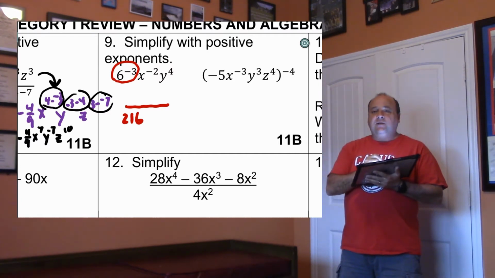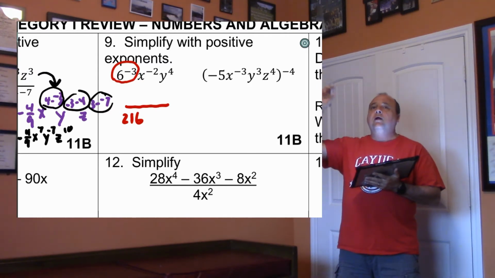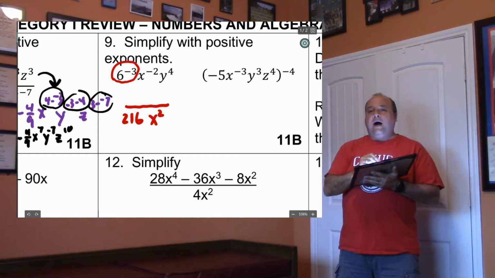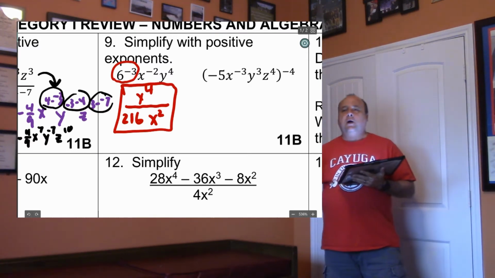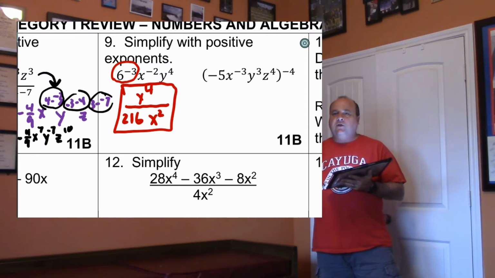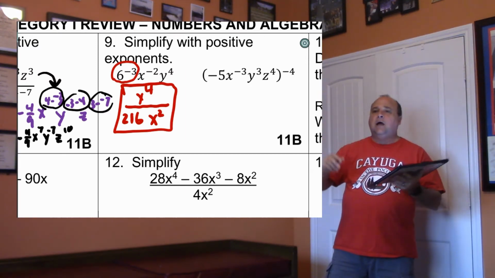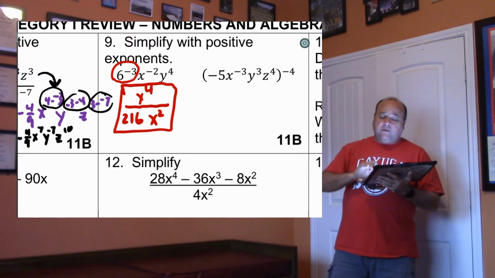Now then, my x to the negative 2 means the x's should not be in the numerator. They should be in the denominator. So x squared goes to the bottom. The y to the 4th is positive. It stays on the top. That's all you had to do. So on this problem here, all you had to do is punch 6 to the negative 3 in the calculator. It's 1 over 216. The x goes to the bottom. The y stays on top. That's it. That's test-like, okay? The test is not hard, you just need to know the rules. Let's go to the next one.